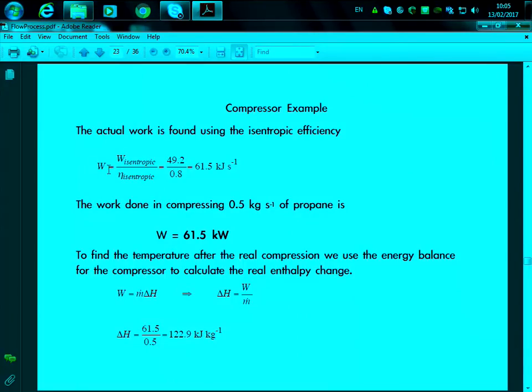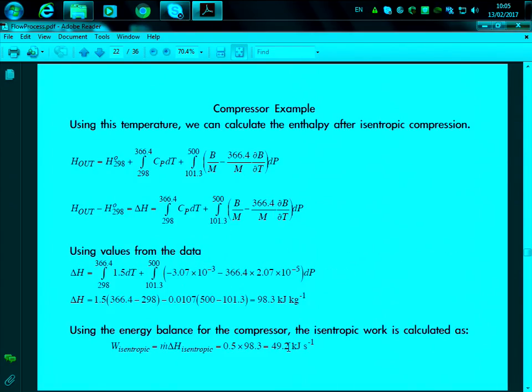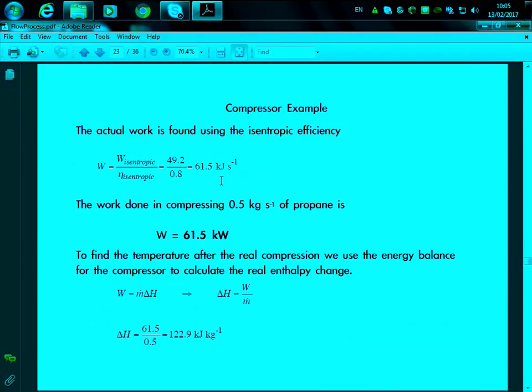of propane. Okay, so now we have obtained the real work, but we need the real temperature as well that the system will live at. So to find the temperature, we'll go backwards this time. From this real work, we'll calculate the delta H using the energy balance. So we use the energy balance in this case, and we obtain the delta H real of the system, which will be higher than the delta H calculated under isentropic conditions.